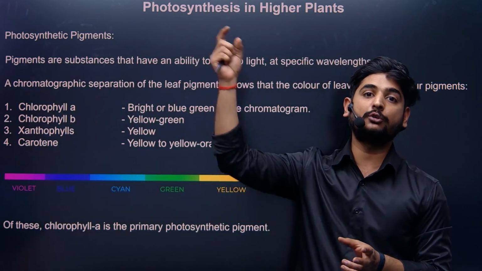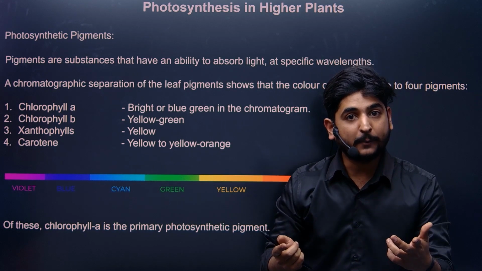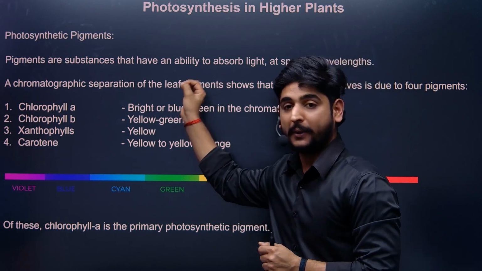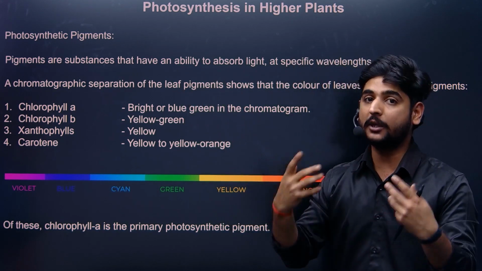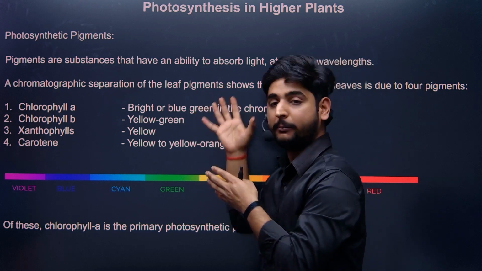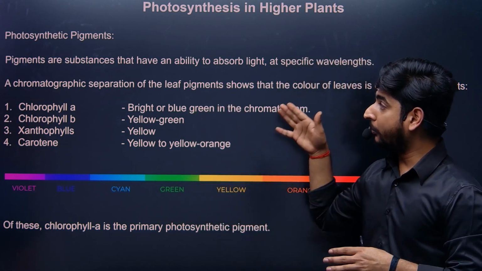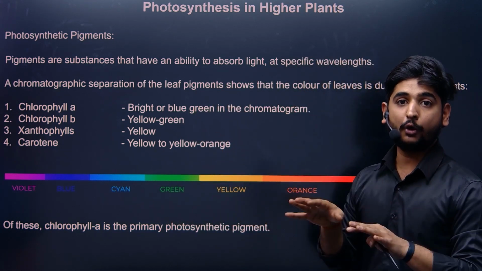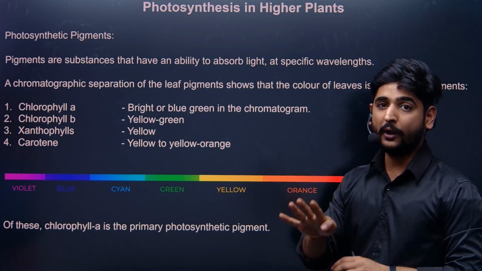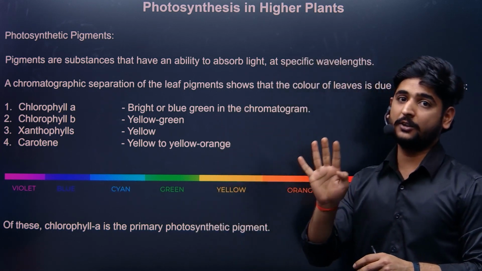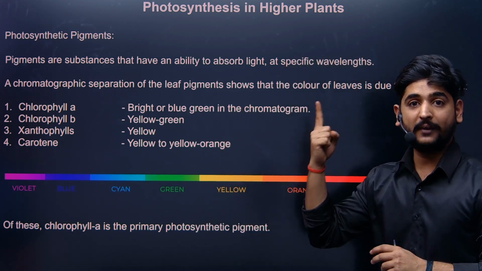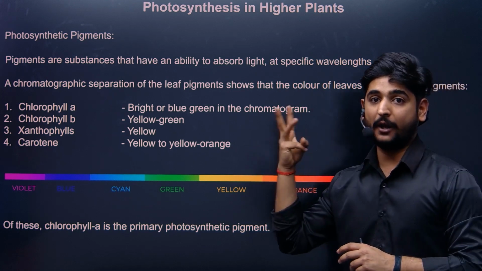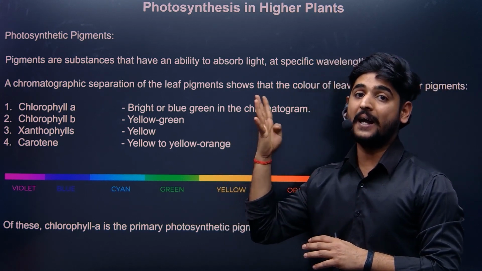Now moving ahead, how is photosynthesis going to occur? First of all, light is going to be absorbed. Who is going to absorb that light? Photosynthetic pigments are the molecules that are going to absorb light. Number one, a chromatographic separation. If we do a chromatographic separation of a leaf, we are going to find four different kinds of molecules. Which are these? Chlorophyll A, chlorophyll B, carotenoids and xanthophylls.